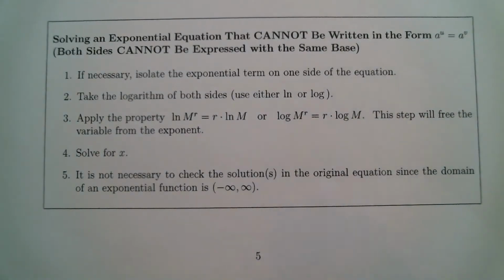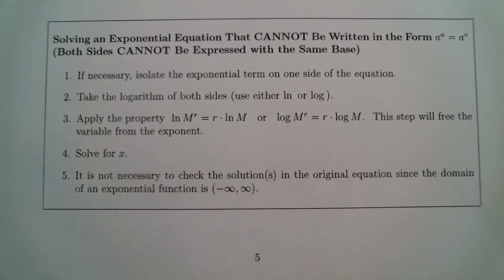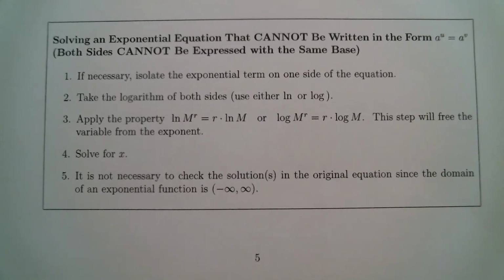Okay, so in this box, here are the steps that you need to take to deal with a situation like this. It says in step 1, if necessary, isolate the exponential term on one side of the equation. Meaning whatever quantity has x in the power, you need to isolate it, get it by itself. If you need to move things to the other side to accomplish that, then you need to do that.